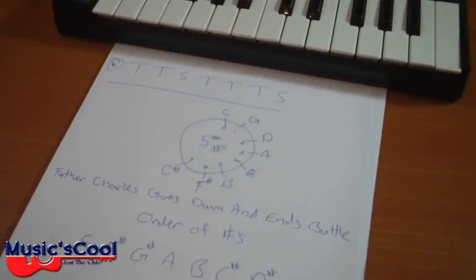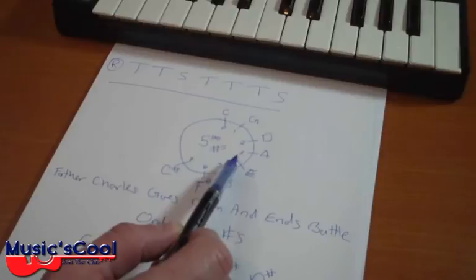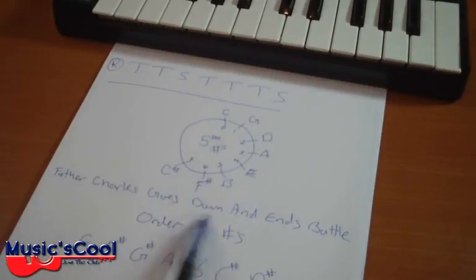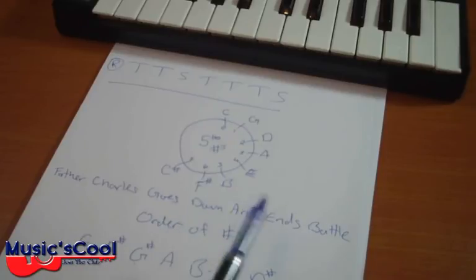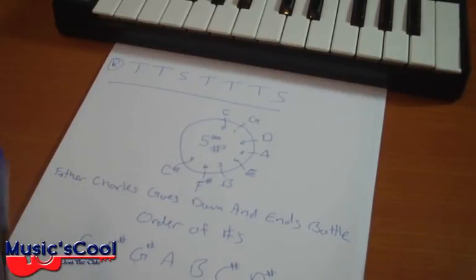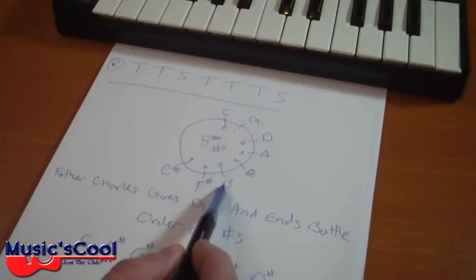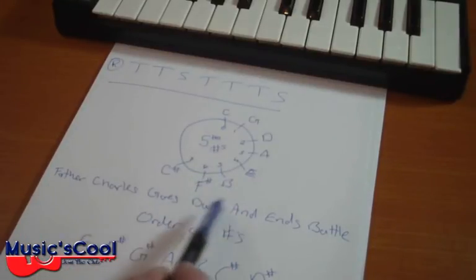Now, once you understand how many sharps are in a key, then you need to know which ones they are. And that's what this little cheesy phrase here is for. Father Charles Goes Down and Ends Battle is simply a way to remember that the order that the sharps always come in is F, C, G, D, A, E, B. So if you have 5 sharps, like the key of B right here has 5 sharps in it, which notes are they? F, C, G, D, A.